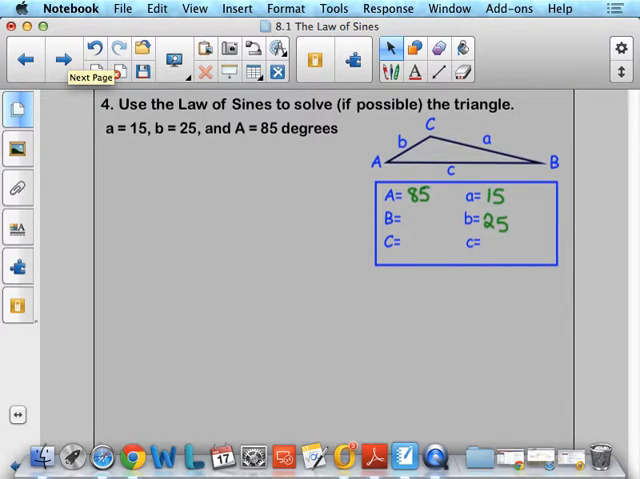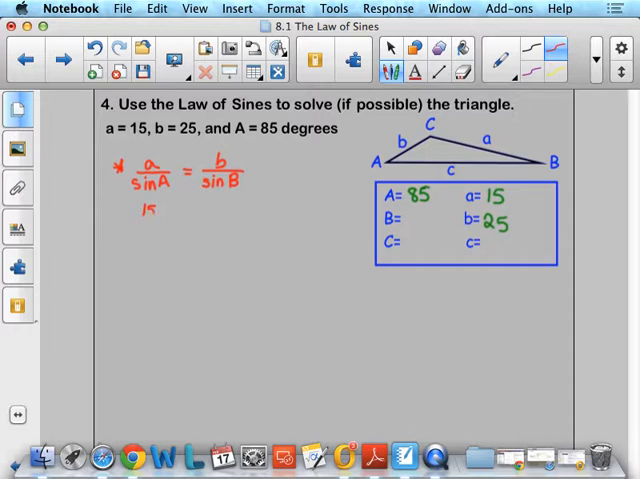Okay, so we're going to set it up the exact same way. Okay, we cannot solve for side C because we don't know angle C. So we're going to have to solve for angle B. So we have A over sine of A is equal to B over sine of B. And so we have 15 over sine of 85 is equal to 25 over sine of B.